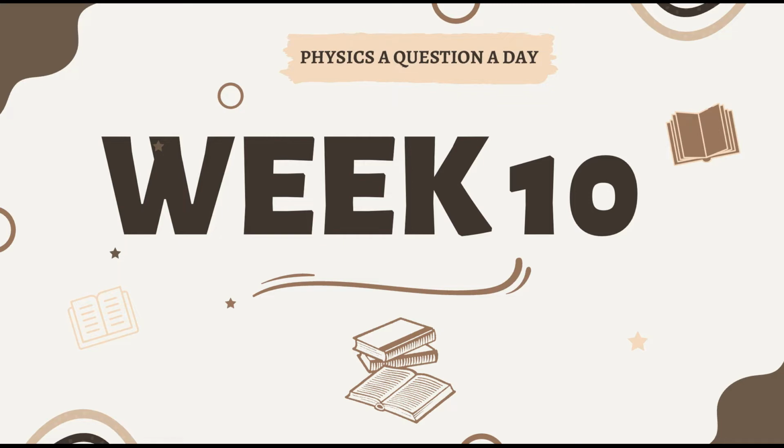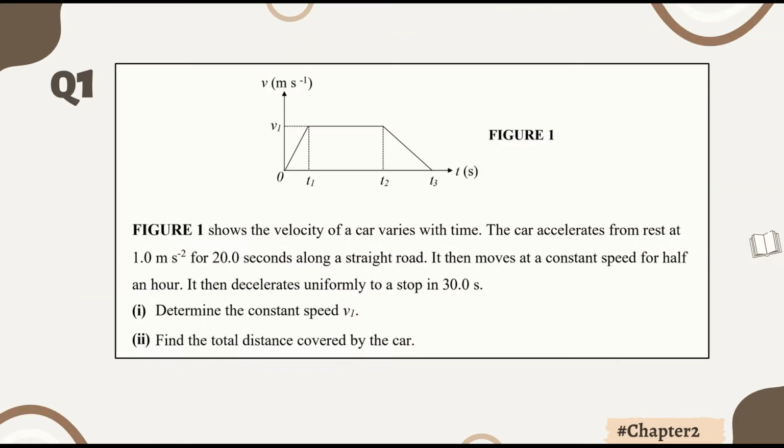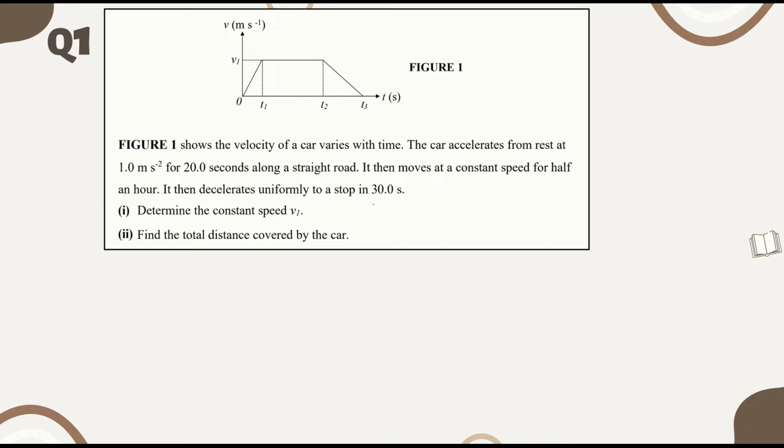We proceed with our A Question A Day for week number 10. This is our first question and it is from chapter 2, kinematics of linear motion. We have here figure 1, which shows the velocity of a car, with velocity in the unit meter per second versus time in the unit second. The car accelerates from rest at 1 meter per second squared for 20 seconds along a straight road.